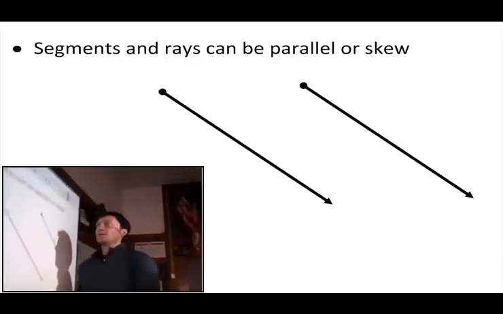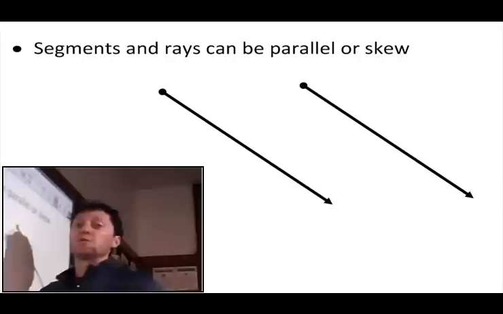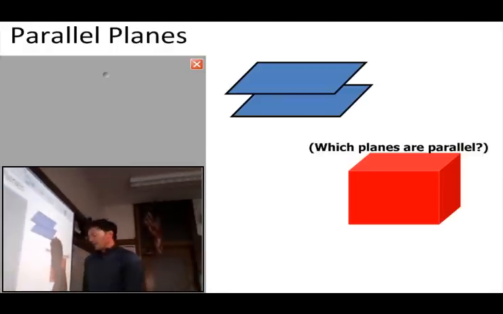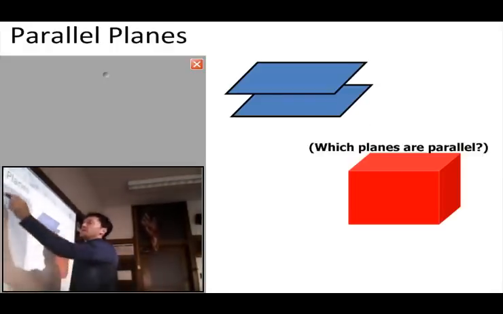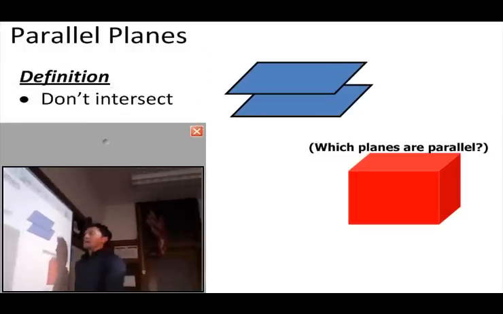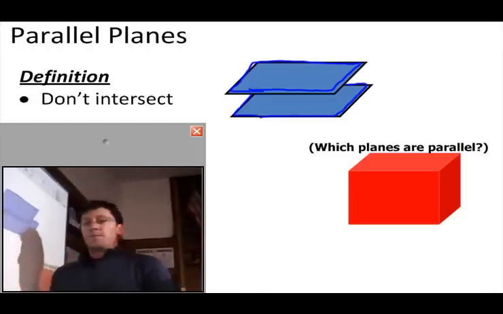And just as a note, segments, rays, they also can be parallel or skew. Okay. So then we've got parallel planes. Parallel planes just simply don't intersect. So these blue planes, I've got this one blue plane up here, and right below it, the other blue plane, and they're never going to intersect.